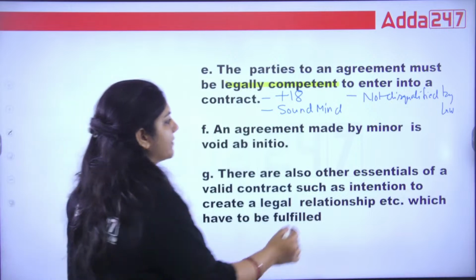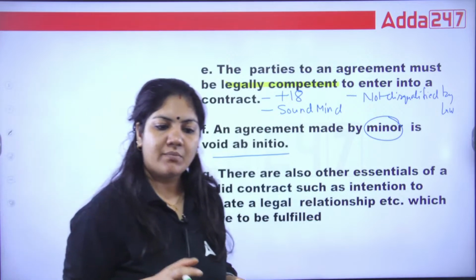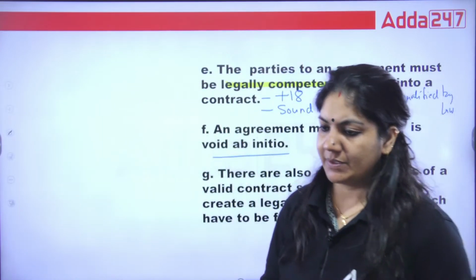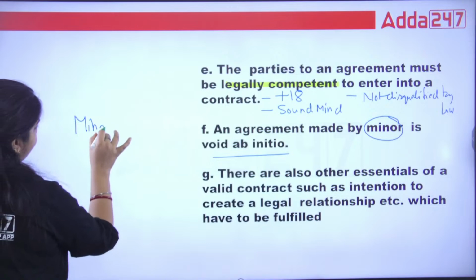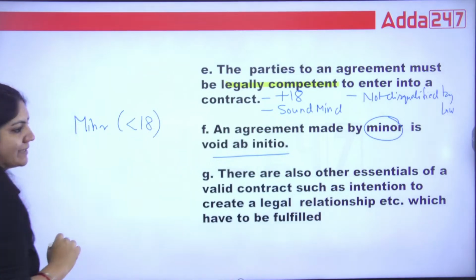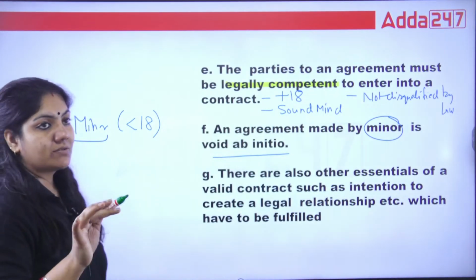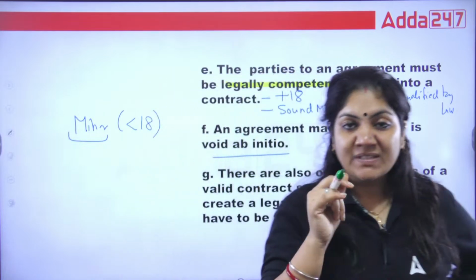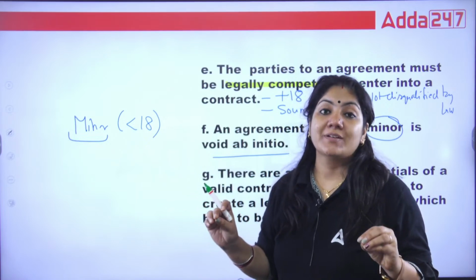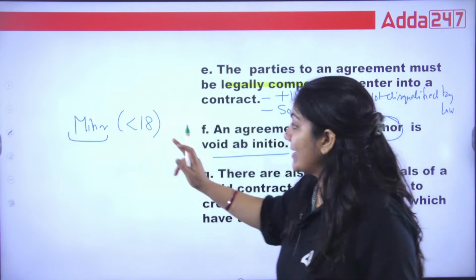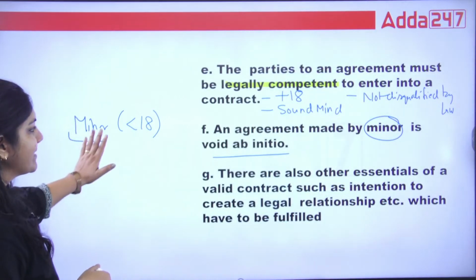An agreement made by a minor is void ab initio. So why is an agreement made by a minor void ab initio? The reason is very simple. A minor is a person who is always below 18. A minor cannot understand what is right and what is wrong, because under the Indian contract or any act, a person who is 18 plus can be treated as a mature person. So below 18 is the minor person.